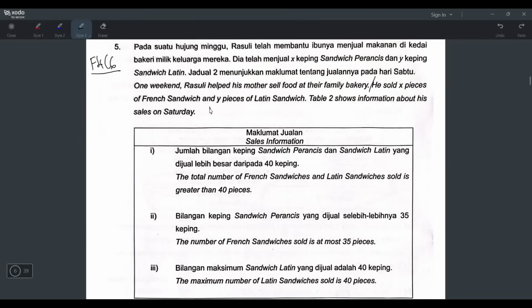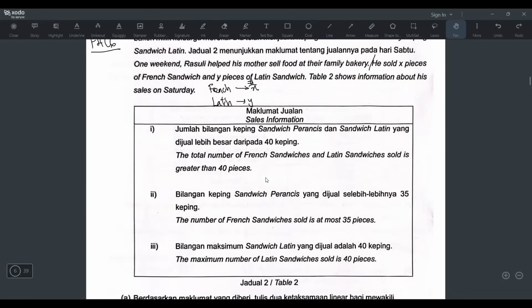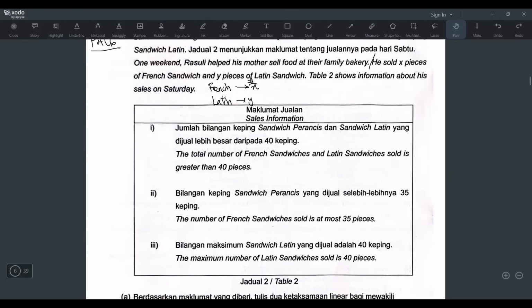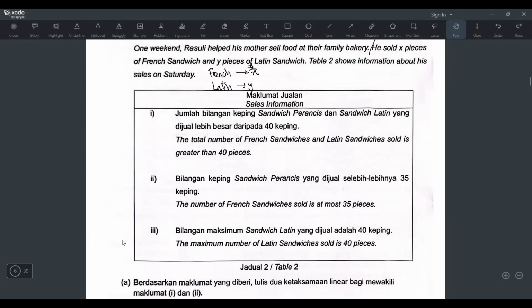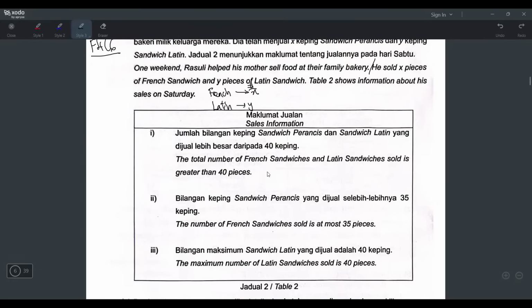And I will tell my student to do the arrow. So French arrow X, Latin arrow Y. And the X and Y represent pieces. So I will put a hashtag symbol here. Hashtag means bilangan lah. So now you know what X and Y represent. It means how many pieces. Knowing what X and Y represent, it is very easy to write the inequality. Okay, and I'm sure the question will ask me to write later, even though I haven't baca bawah lah. But if I scroll down, I will know already. You see, write inequality. So actually, we don't have to care about what the question says. We just write it now.